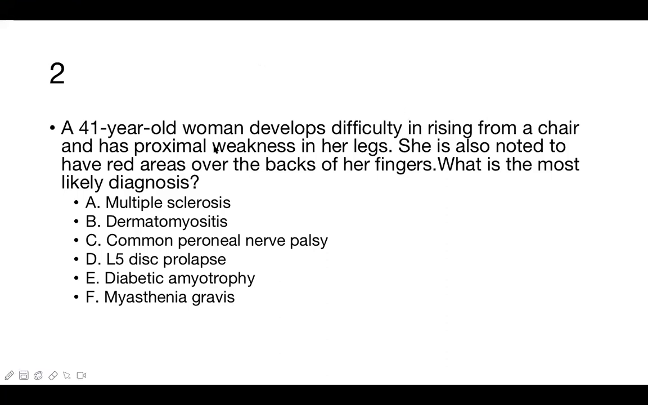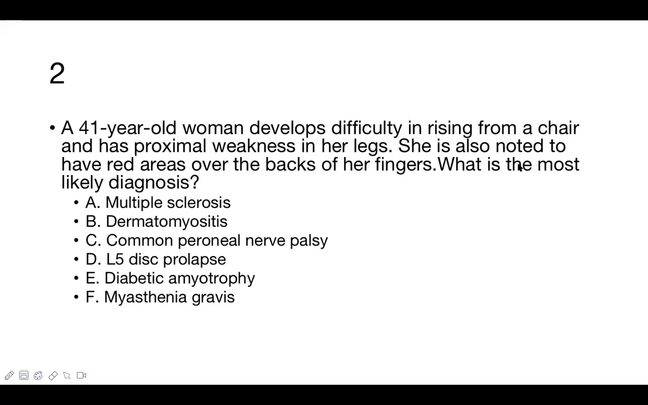Okay, so let me take over now. This is a 40-year-old lady who develops difficulty in rising from a chair and has proximal weakness in her leg. Now, if somebody has difficulty in rising from a chair or even standing from a sitting position, that means there is a proximal myopathy. Proximal involvement of the muscle is not usually a feature of nerve involvement. This is a myopathic disease. Now this is a very important clue for you.